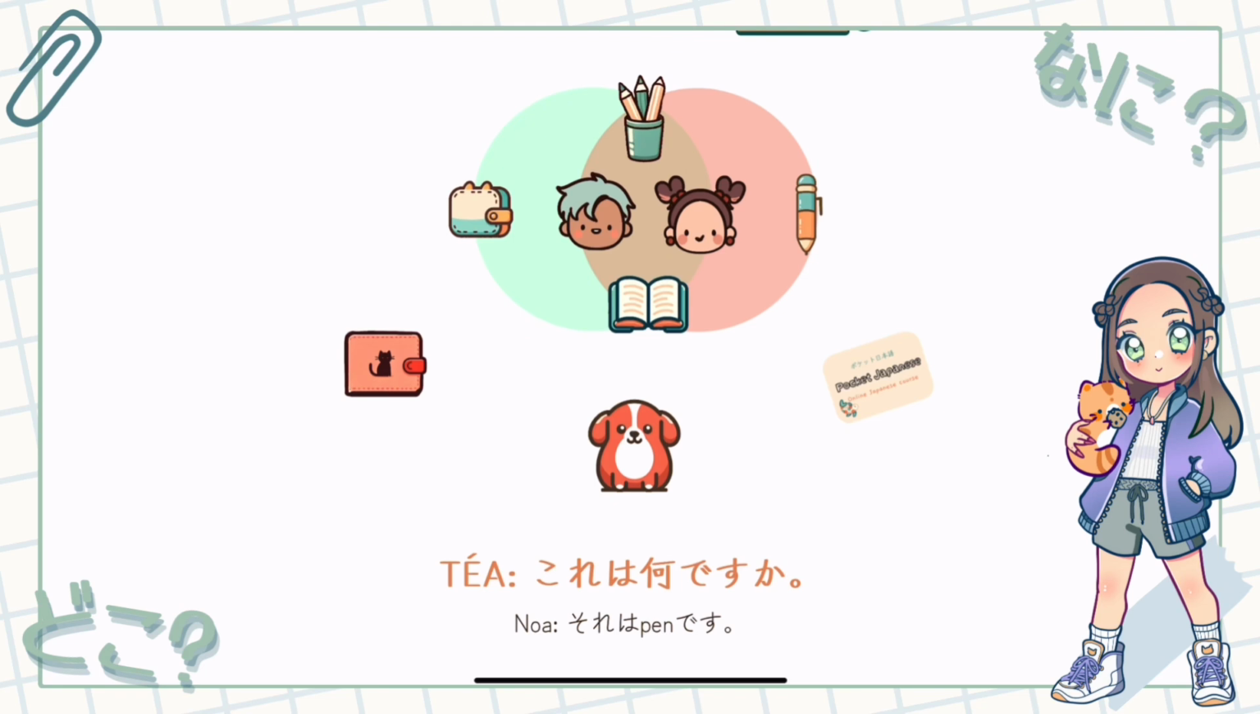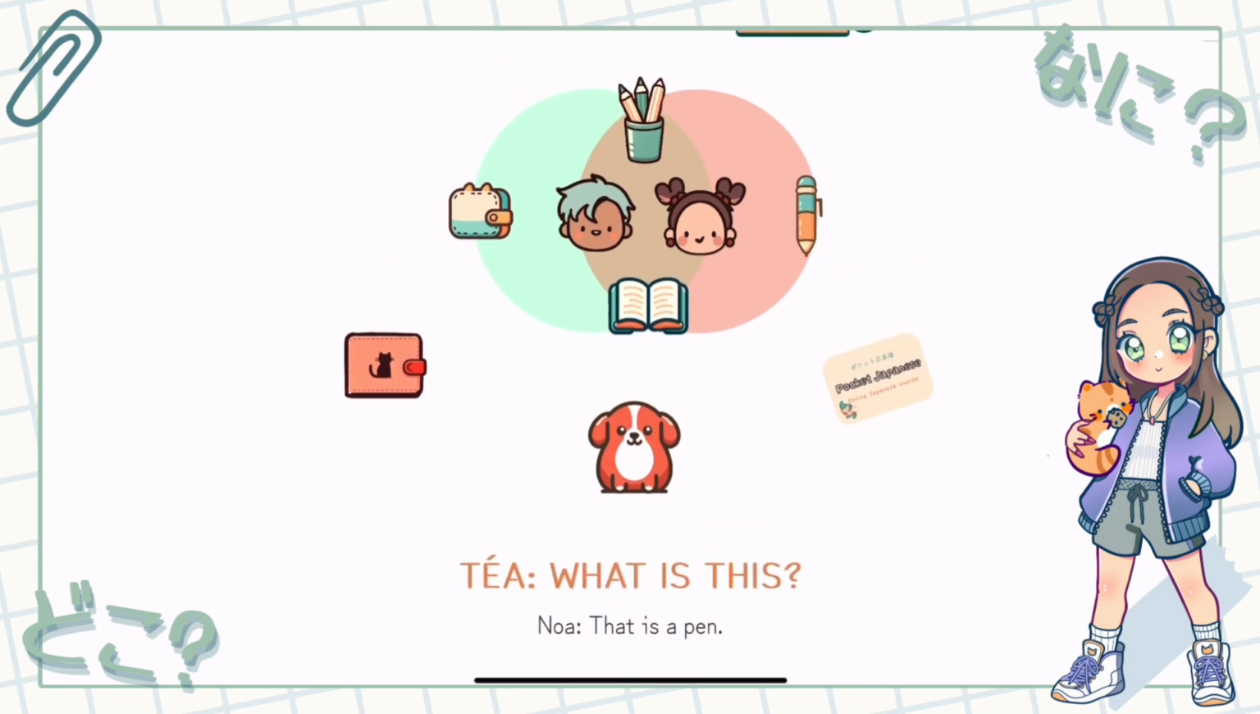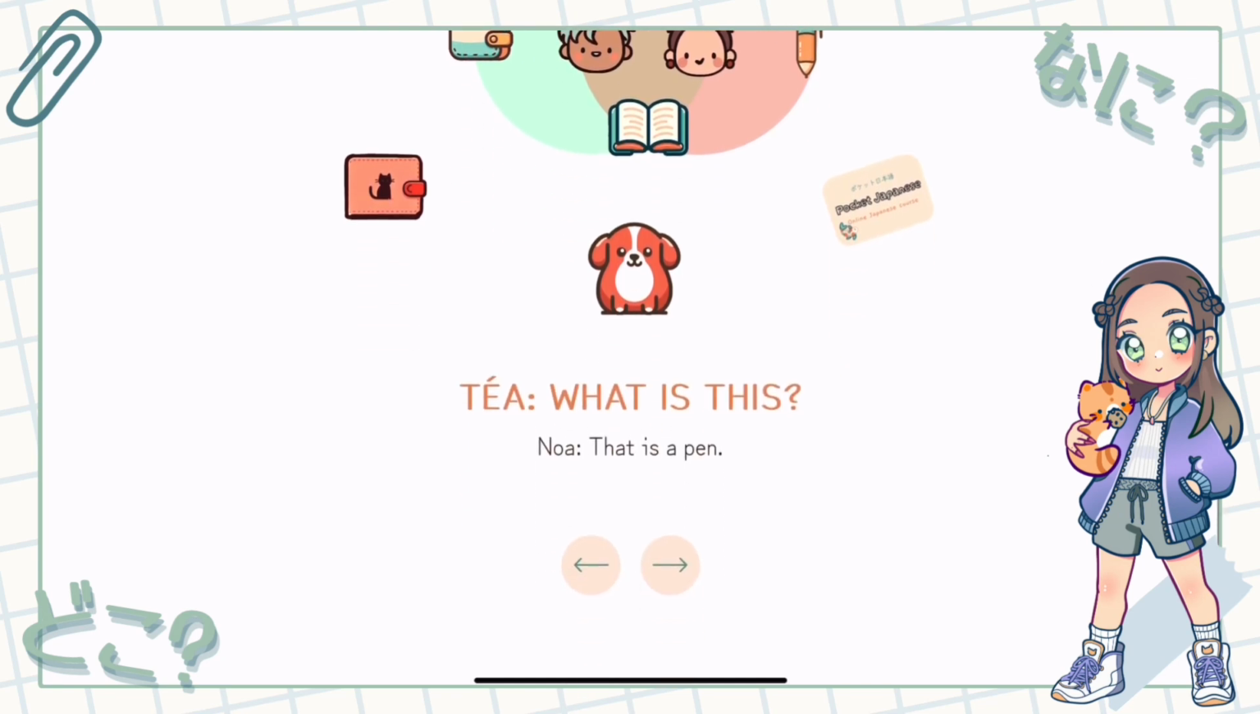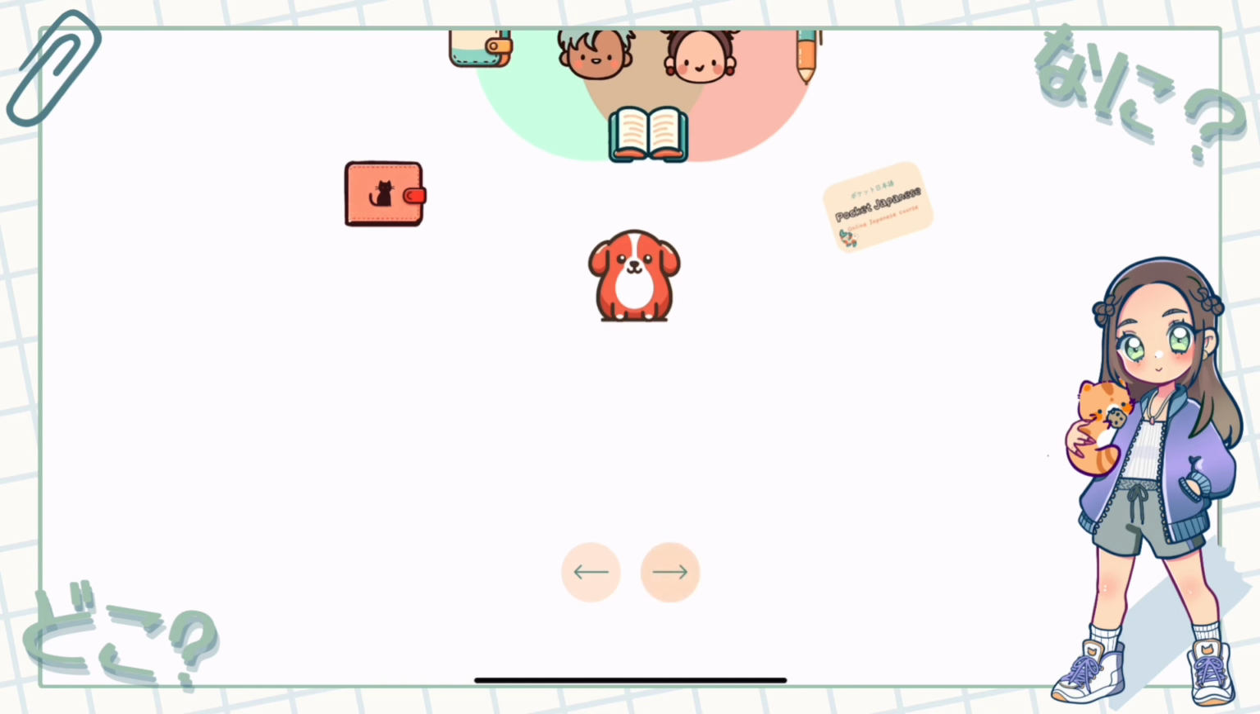So Teya has said kore wa nan desu ka? And we're looking at the pen, which is to the right of Teya. And Noah has said sore wa pen desu because it's out of his kore area, but it's still in Teya's kore area. Teya, what is this? Noah, that is a pen. Teya uses this as it's next to her. Noah uses that as it's away from him, but next to the listener.